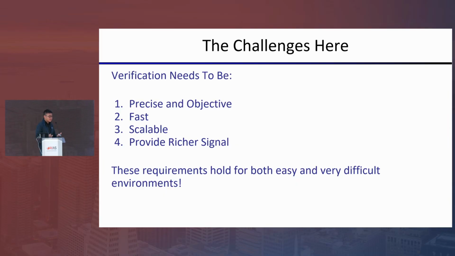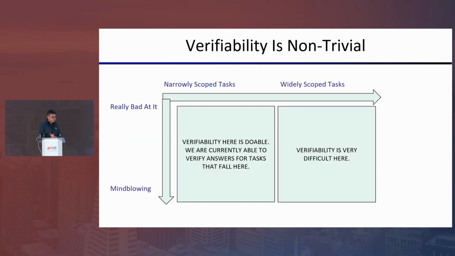Generally, those requirements hold for both easy and very difficult environments. If it's very easy to have a verification system satisfying these requirements, it will be nicer. It actually enables faster AI progress. Otherwise, it's going to encounter some challenges. Later, I'll also talk about the attempts that people have made recently to reduce the difficulty of building verification. But these are really the basic requirements we need to satisfy.